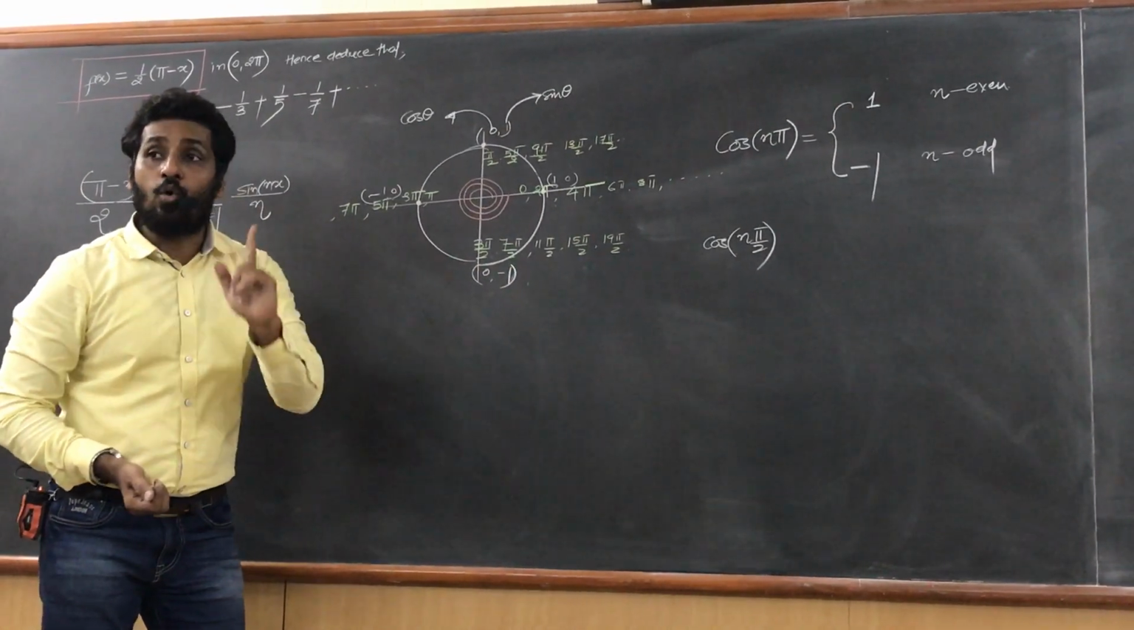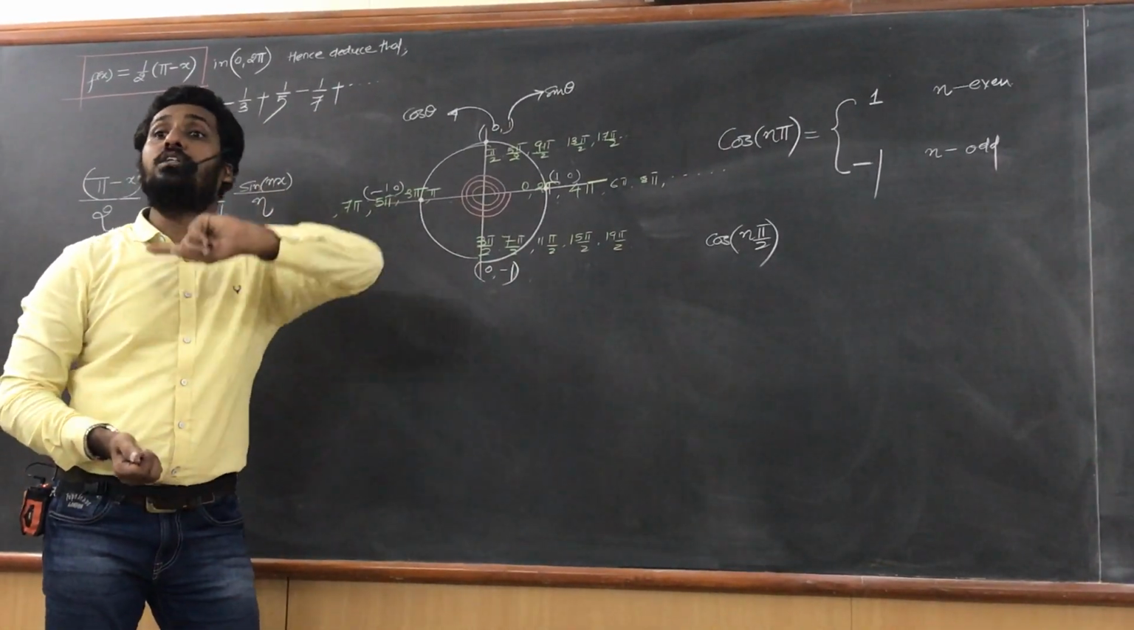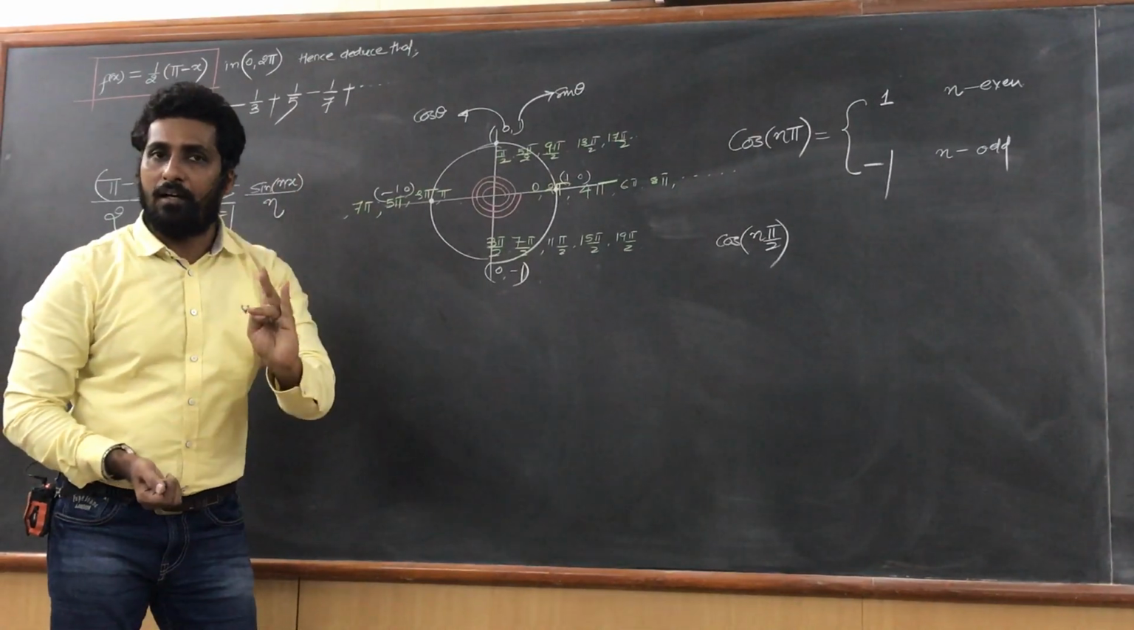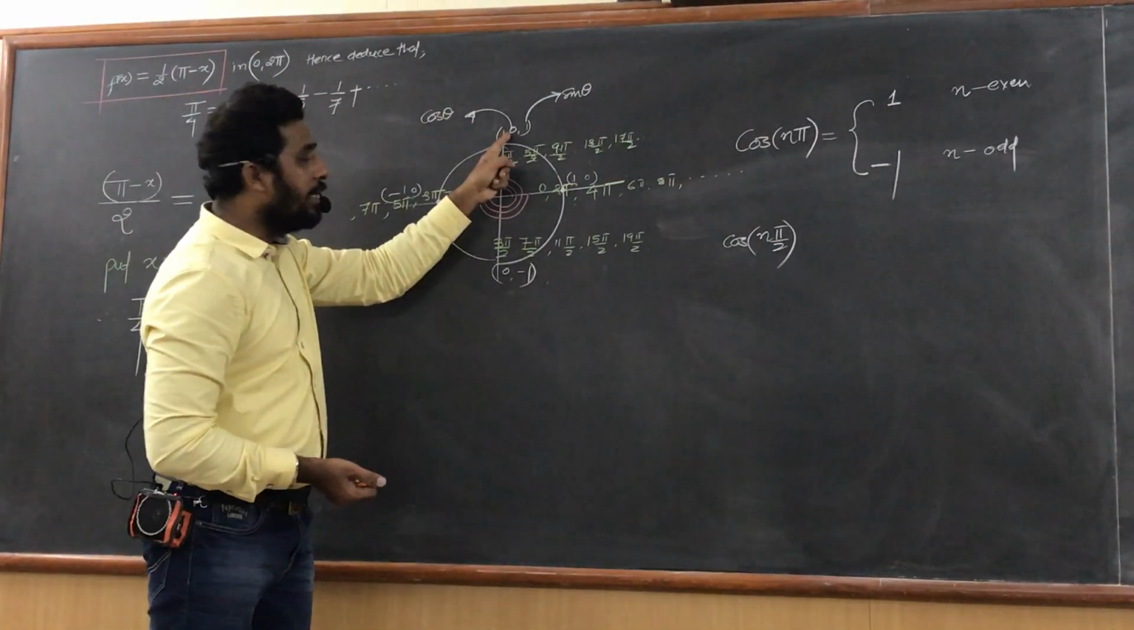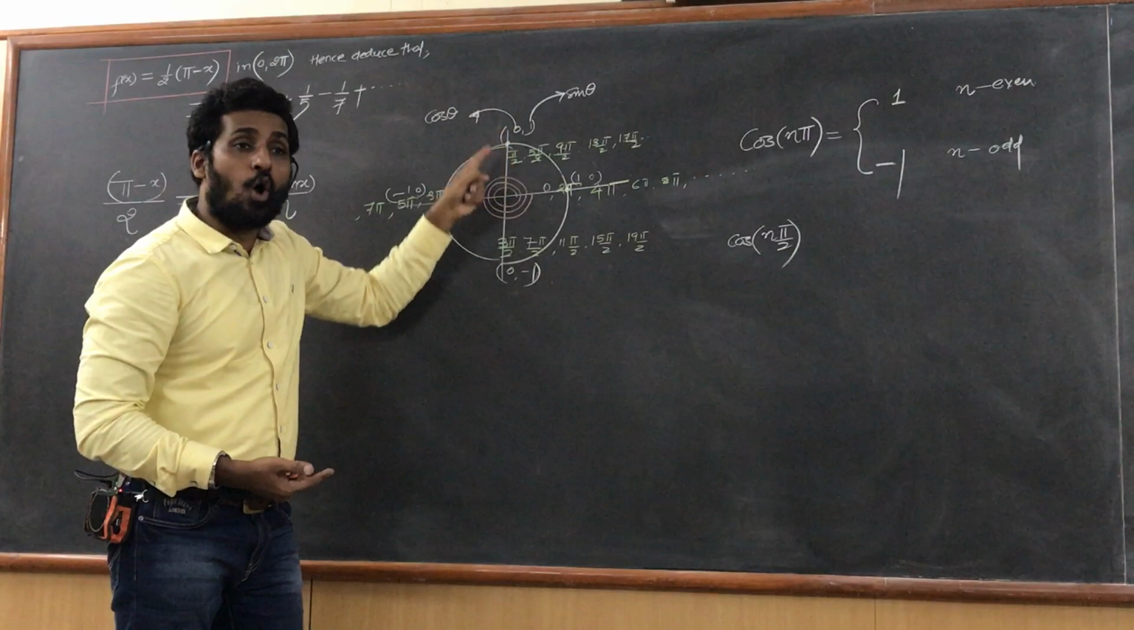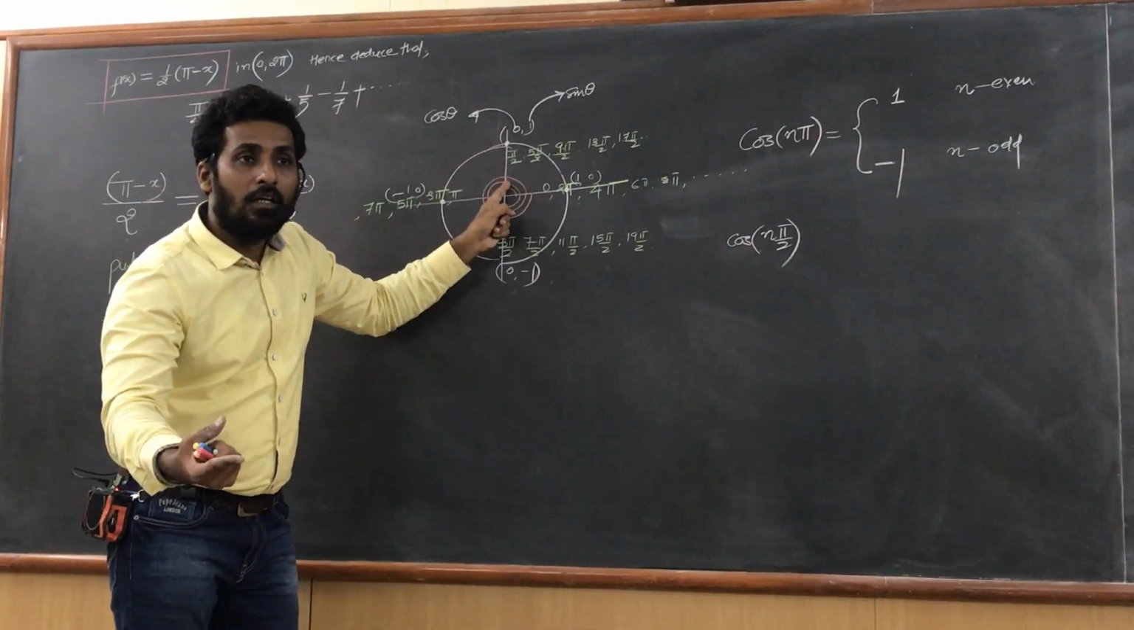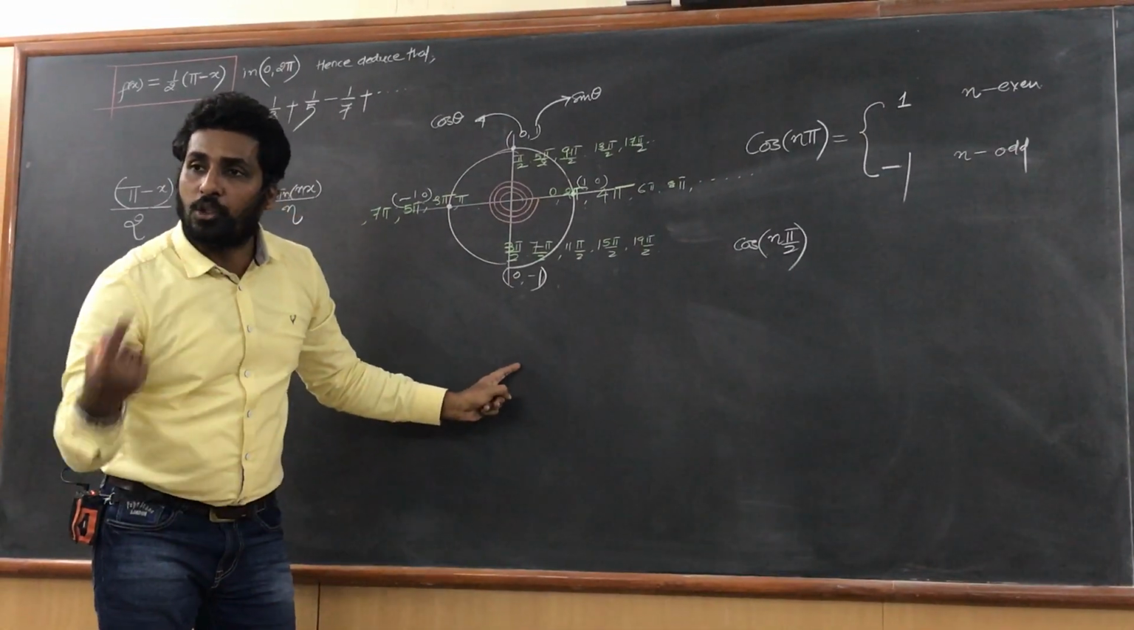ठीक है, अगर मैं तुमको cos पूछा तो पॉइंट का कौन सा कोऑर्डिनेट दिखेगा? x वाला कि y वाला? x कोऑर्डिनेट. What is x coordinate here? So now if I ask you cos pi by 2, what is your answer? If I ask you cos 3 pi by 2, what is your answer?